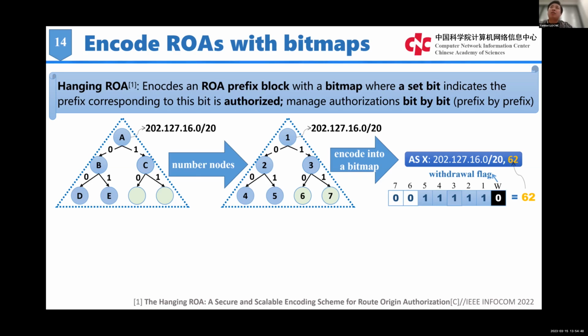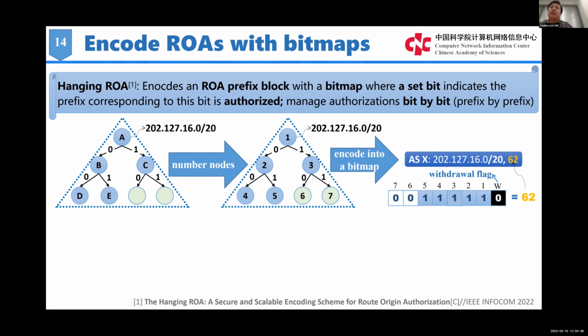In this way, authorizations can be managed at the granularity of a prefix. Besides, the bitmap can be updated as a whole with bitwise authorizations, enabling coarse-grained operations as well. This is just the very basic idea of HROA. More details can be found in our paper.